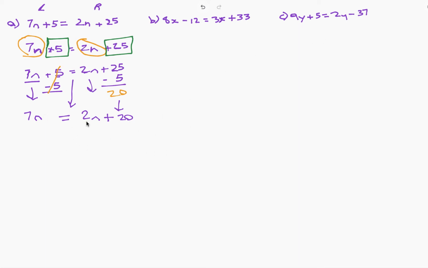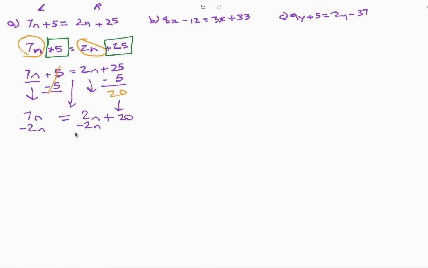So what do we need to do now? We need to move this 2n from the right side of the equation to the left side of the equation. So now go ahead and identify the mathematical operation for 2n. The term 2n, is it positive? Is it negative? So we know it's positive. We need to apply the inverse operation, which is negative. So we're going to subtract 2n from both sides of the equation.